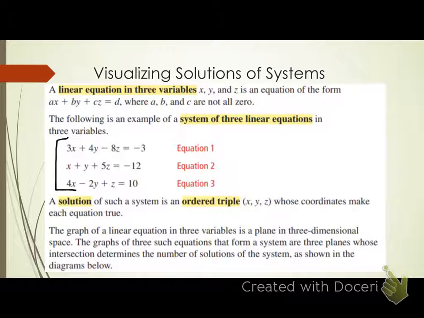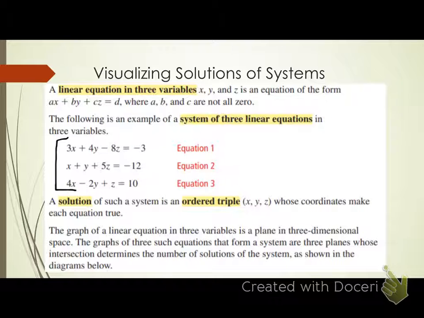What was my solution to a system in two variables? Not an ordered triple, but an ordered pair. So we always found an x value, and we always found a y value, correct? You guys remember that from systems in two variables? We always wanted to find both values. Here we've got three values. We got an x value, a y value, and a z value. Because it's got three variables, I got to solve for all three variables. So the solution is what we call an ordered triple, x, y, z, whose coordinates make each equation true.